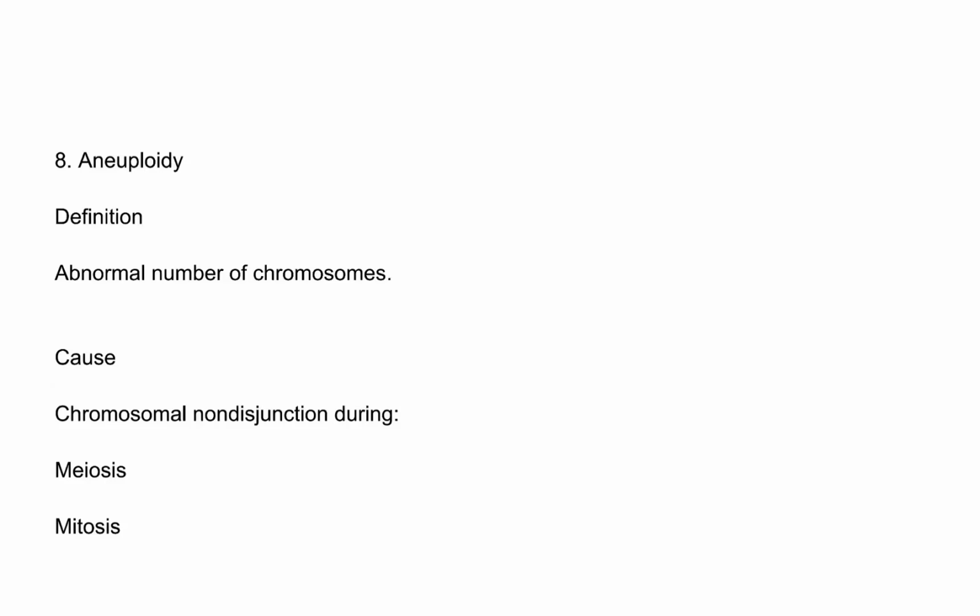Aneuploidy definition: abnormal number of chromosomes. So what is aneuploidy? It is an abnormal number of chromosomes, caused by chromosomal non-disjunction during meiosis and mitosis. Due to non-disjunction of chromosomes during meiosis and mitosis, there is an abnormal number of chromosomes, so it's called aneuploidy.